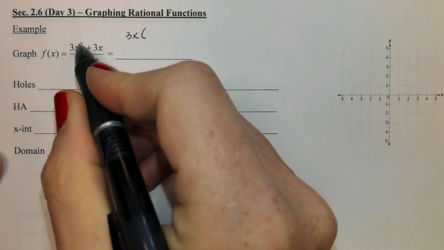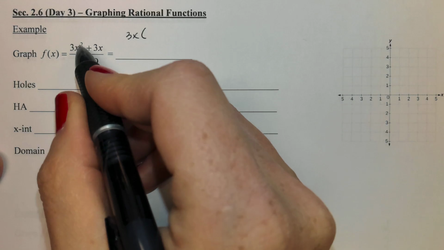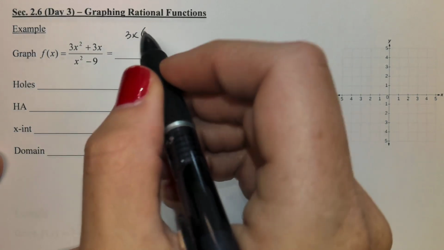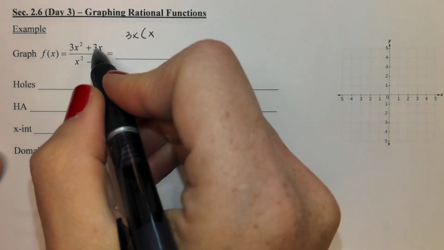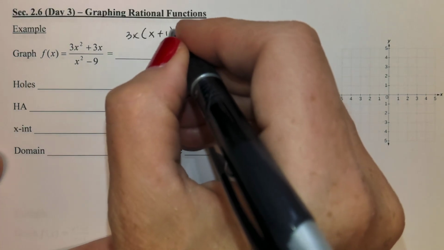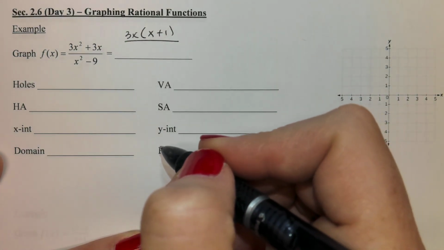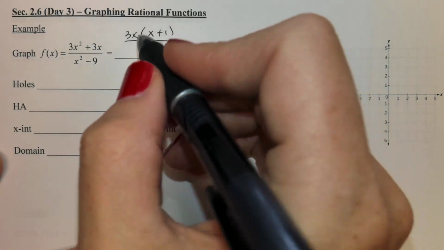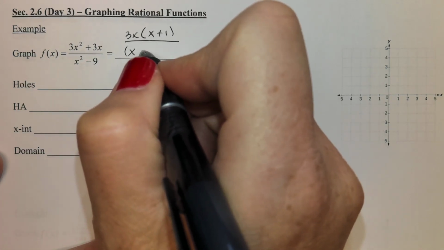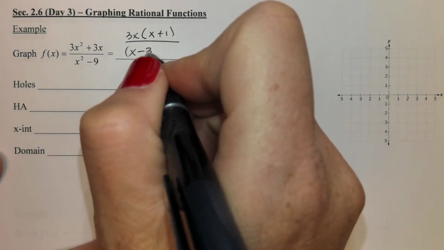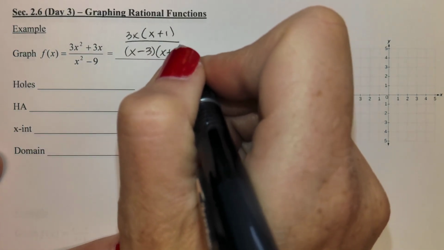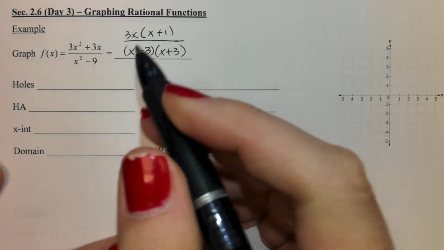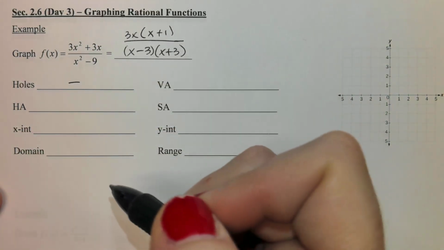And if I take 3x out of 3x squared, if I were to take 3x squared and divide by that, I'd be left with an x. And then 3x divided by 3x would be just a 1, so that's what's on top. On the bottom, I've got x squared minus 9. That is actually a difference of squares, so it's x minus 3 and x plus 3. Nothing cancels, so no holes.